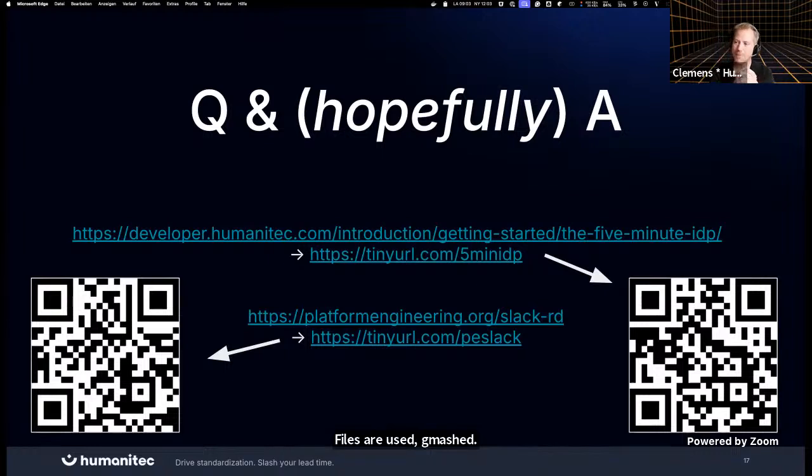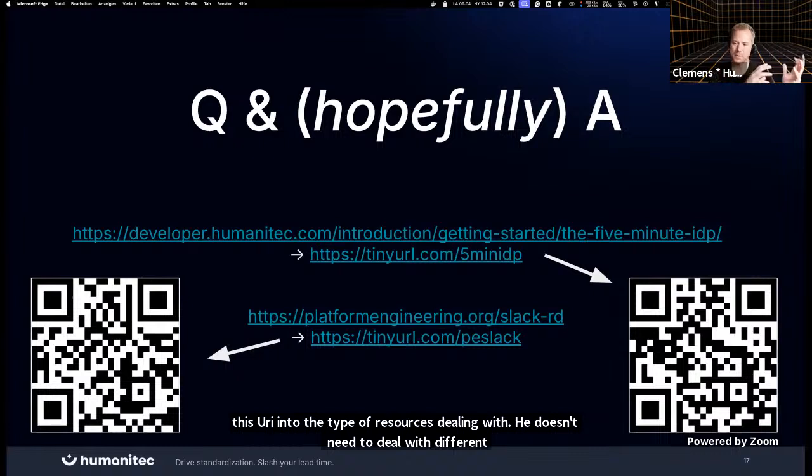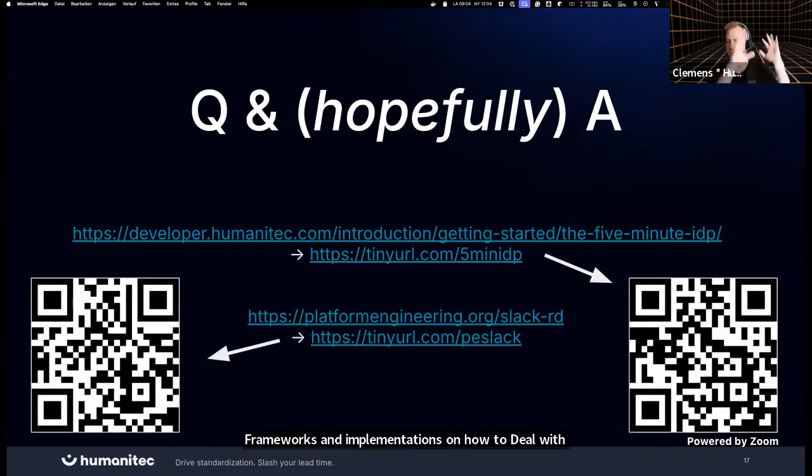Yeah, if you have an abstraction inside of the software that cares for that complexity, then yes, it can work like that. But you're essentially trying to care for that complexity as part of your application architecture. Instead of saying, okay, I'm making my developer's job as easy as it gets, so he doesn't need to actually dissect this driver into this URI, into the type of resource he's dealing with. He doesn't need to deal with different frameworks and implementations on how to deal with the different drivers. Yeah, he just can drop all of that complexity.